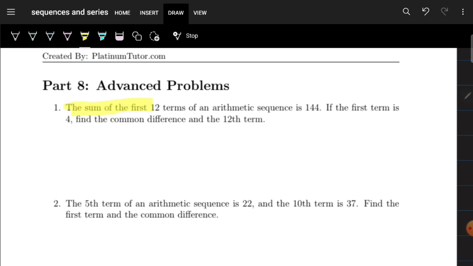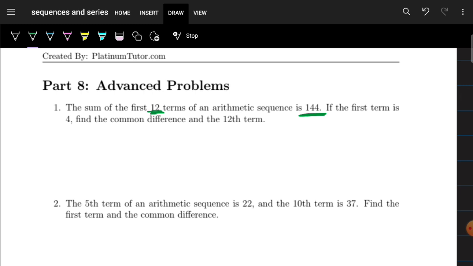So it says the sum of the first 12 terms of an arithmetic sequence is 144. If the first term is 4, find the common difference and the 12th term. Okay, so here's what we can do for this problem. It says the sum of the first 12 terms is 144. And we're trying to find the common difference and the 12th term.